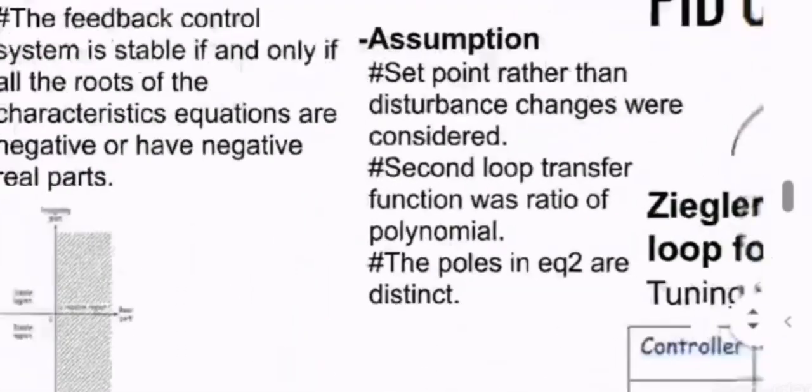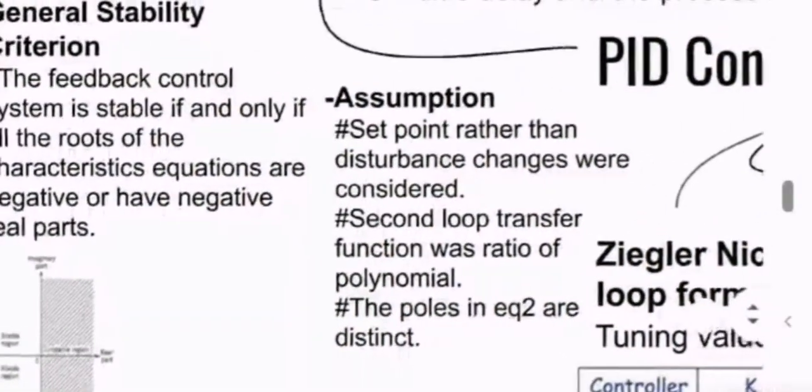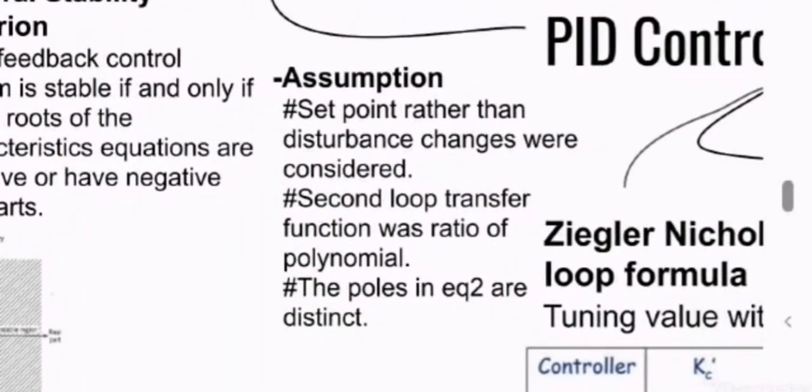Okay, we move to the assumptions for the criterion. The first one, set point rather than disturbance changes were considered. Second, the loop transfer function was a ratio of polynomials, and last but not least, the poles in equation 2 are distinct.